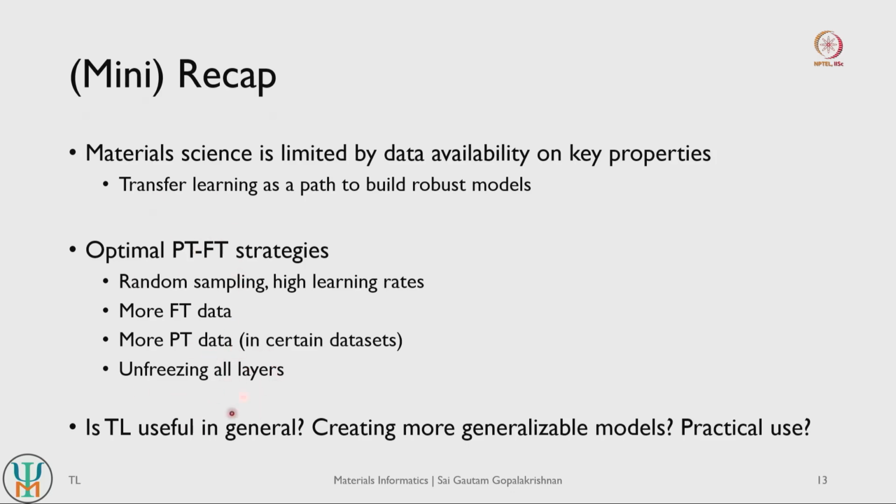So now that we have understood how to optimally do transfer learning, in the next lecture we will look at how useful transfer learning is in practice. Can we create more generalizable models or unlock strategies to create more generalizable models, and do we have a practical use case where we can use transfer learning to efficiently predict some useful properties in materials.